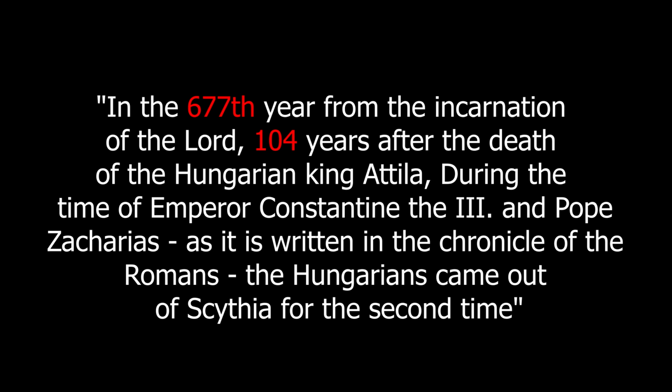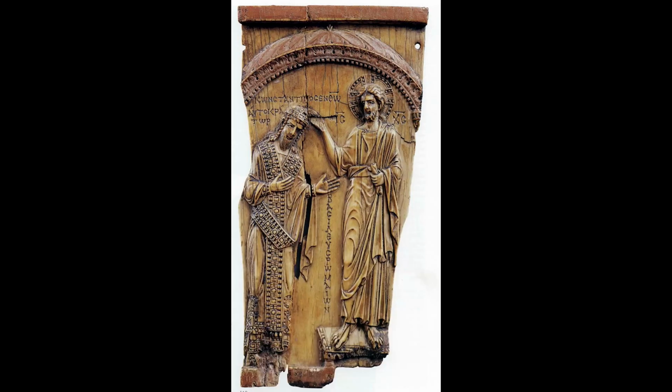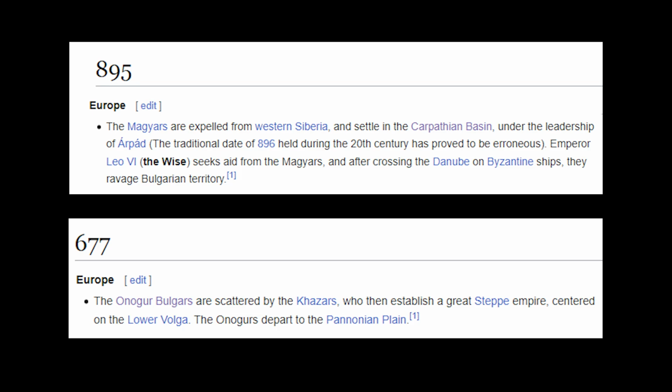First of all, let's see if anything happens in 677 that even slightly resembles the history of the Hungarian conquest of the Pannonian Basin, i.e., the second arrival. The answer is yes. According to Wikipedia, in 677, the Onogur Bulgarians, after being defeated by the Khazars, were pushed into the Carpathian Basin, where they settled. This matches the description of the Hungarian conquest of the Pannonian Basin as it was reported by the Byzantine Emperor Constantine VII. Just here we have the Onogurs instead of the Hungarians, and Khazars instead of the Pechenegs.